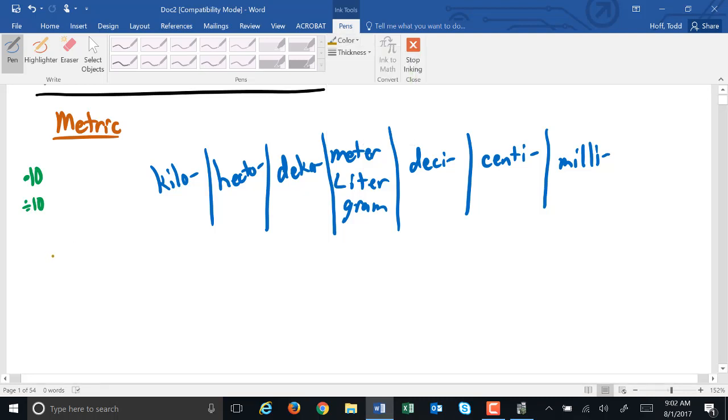So if I want to convert 280 meters into centimeters, what I'm looking at on the chart, I am going from meters to centimeters. So from meters to centimeters on my chart is 2 spots to the right. What does that do to my decimal point? It has to move 2 spots to the right, so we're going to have to fill in zeros. So 280 meters is 28,000 centimeters.